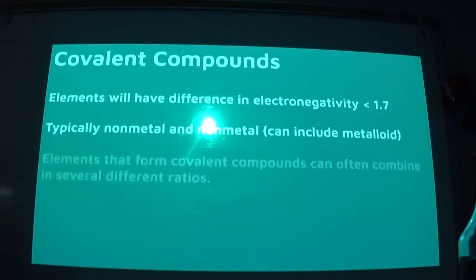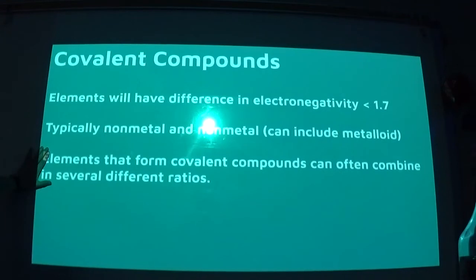Okay, a fun fact about covalent compounds is that you can get different ratios from the same elements. So for example, if I had nitrogen and oxygen reacting together to make a compound, you can actually get a bunch of different things. This is different from ionic compounds, which only react in certain ratios. You can get a variety of ratios for covalent compounds.